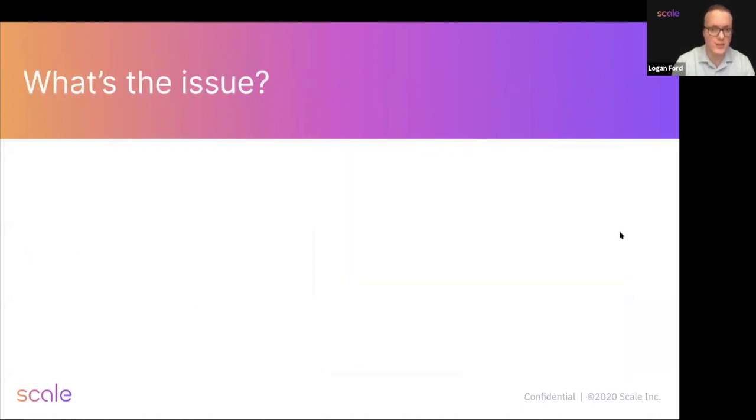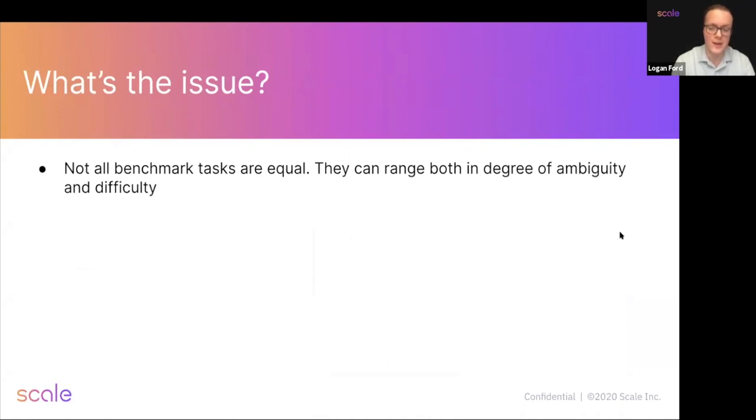And so what's the issue with this naive approach? For one, not all benchmark tasks are equal. They can range in both the degree of ambiguity as well as difficulty. So some tasks are harder than others, and others are just not as clear, in that there's not one answer or there are multiple ways that you can interpret them.